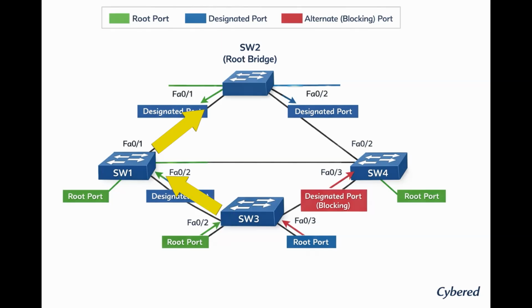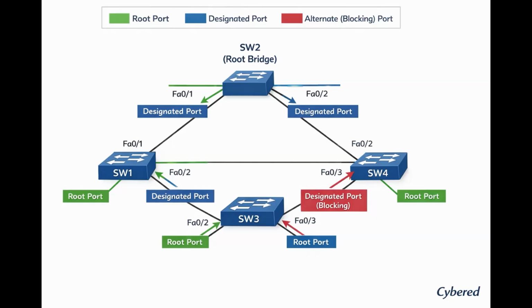Switch 3, switch 1, switch 2, and switch 3, switch 4, switch 2. Since the path costs are equal, the tie is broken by comparing the bridge IDs of switch 1 and switch 4. As these are also equal, the switch with the lowest MAC address is selected. This makes switch 3 FastEthernet the root port.